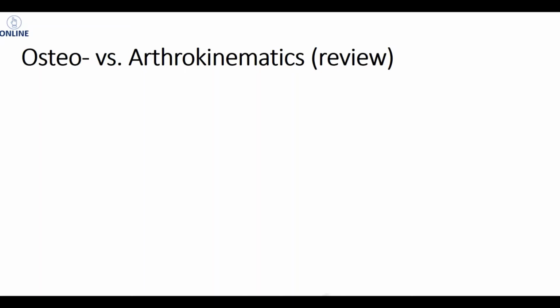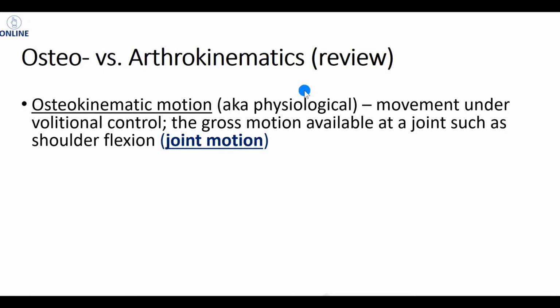So now we'll continue with talking about kinematics and dividing it up into two different sections. There are osteokinematics and arthrokinematics. In terms of osteokinematics, sometimes we call this physiological movement. This is the motion or the movement that is under our volitional control. And when you hear volitional, you probably think voluntary control. Movement that I can actively do. I can move my shoulder over my head, so I can do shoulder flexion, shoulder abduction.